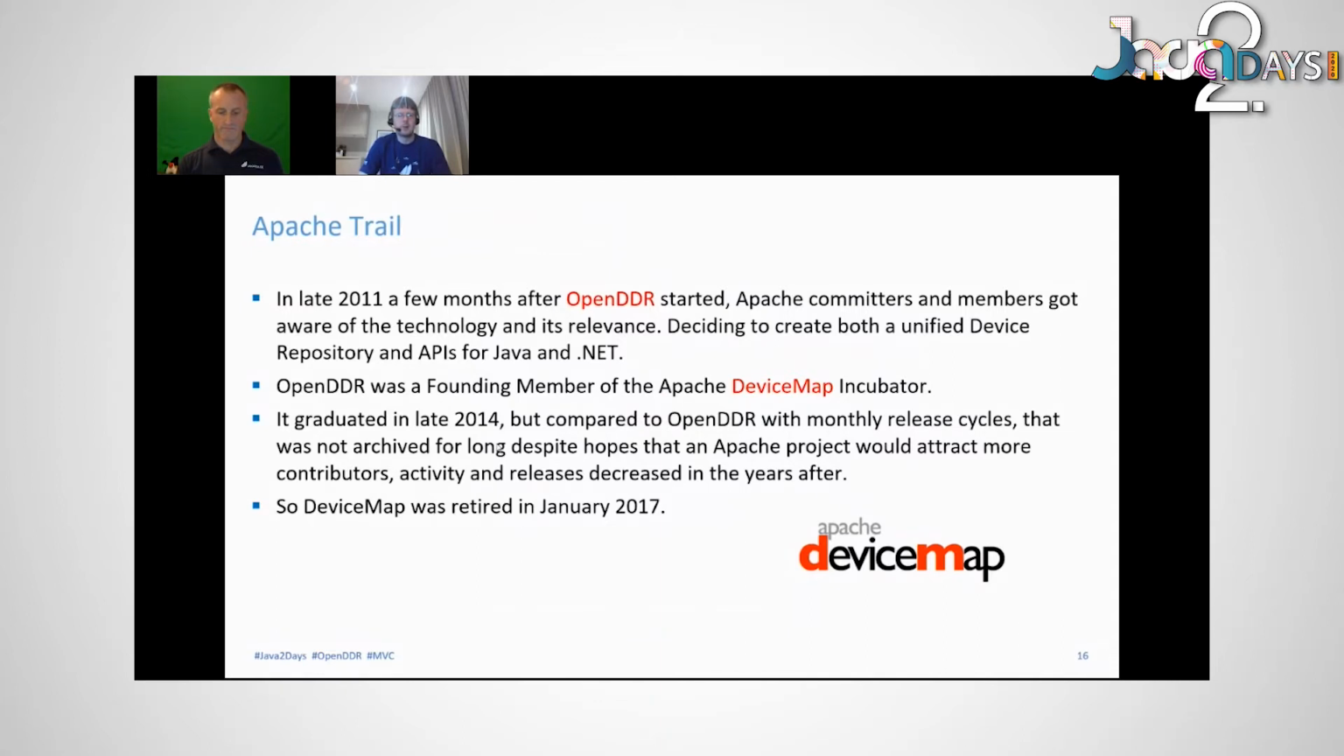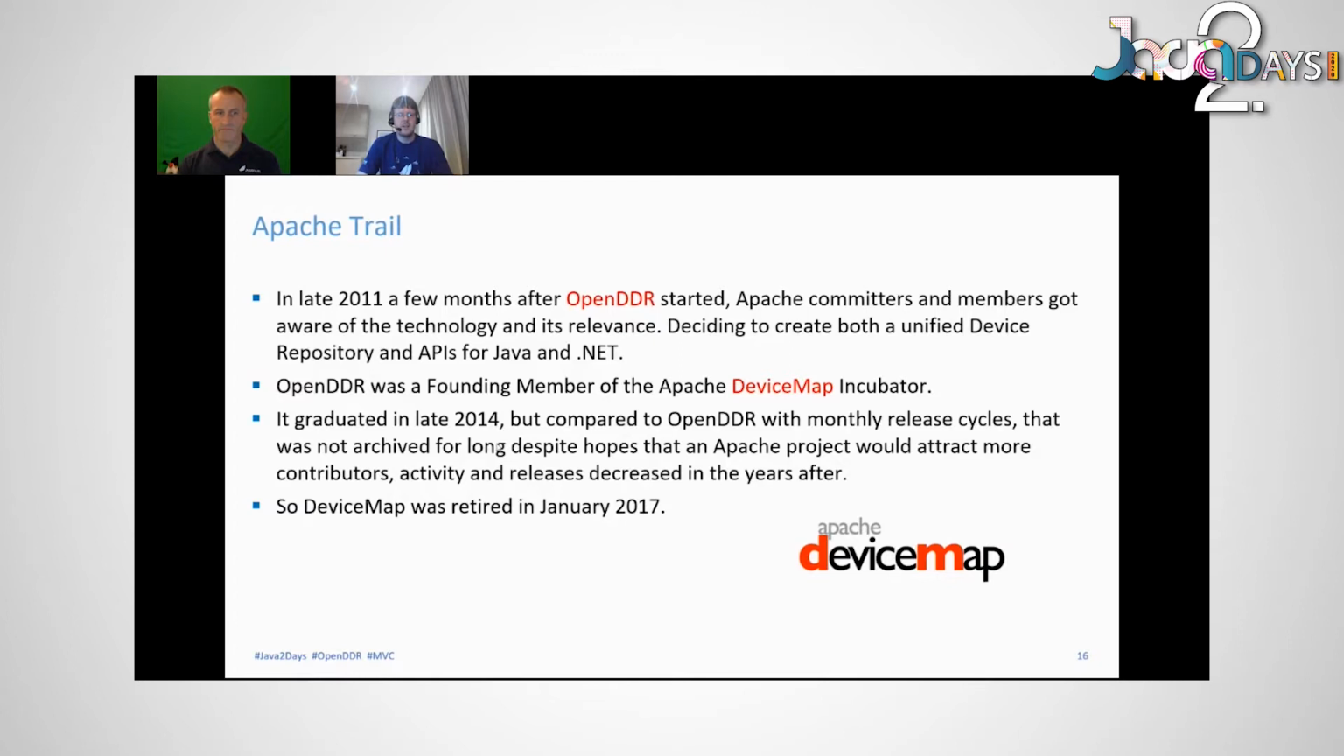So at some point, when the activity became very low, in January 2017, DeviceMap was retired after the last PMC members decided that it was not worth it, and there were too few of them who were really active. And since in Apache there's a process where things have to be approved by a minimum number of 2 or 3 or more, having fewer than that made it very complicated and almost impossible to find decisions. So that's why it was retired.